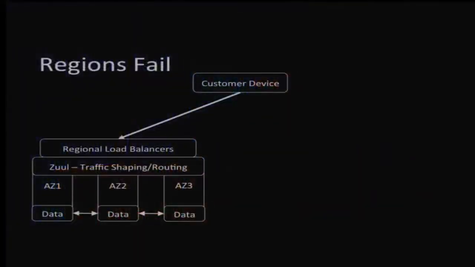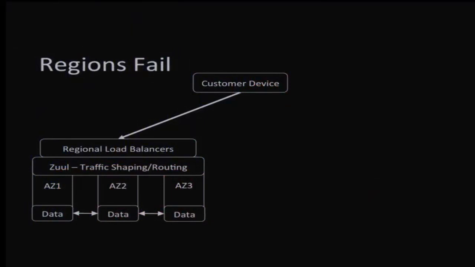So let's move up to the next level. Let's imagine an entire region fails. In this case, it would be, let's say, US East 1 or US West 2 in the Amazon region. A whole cluster of data centers goes down at the same time. And what that looks like here, just to give you a little bit of a sense of the architecture at a very high level, is we've got our regional load balancers.